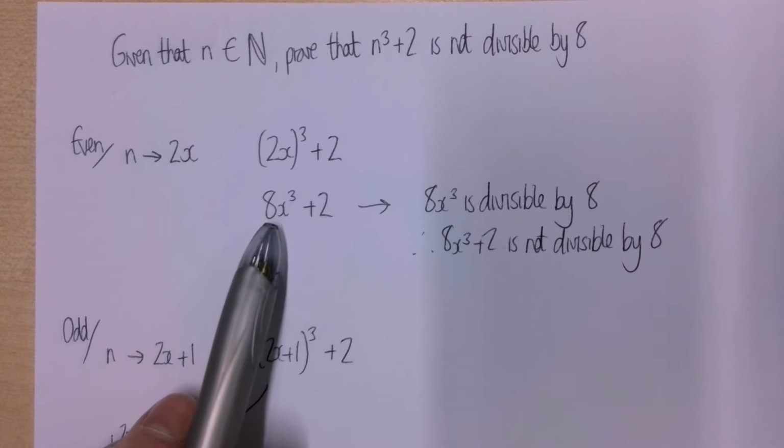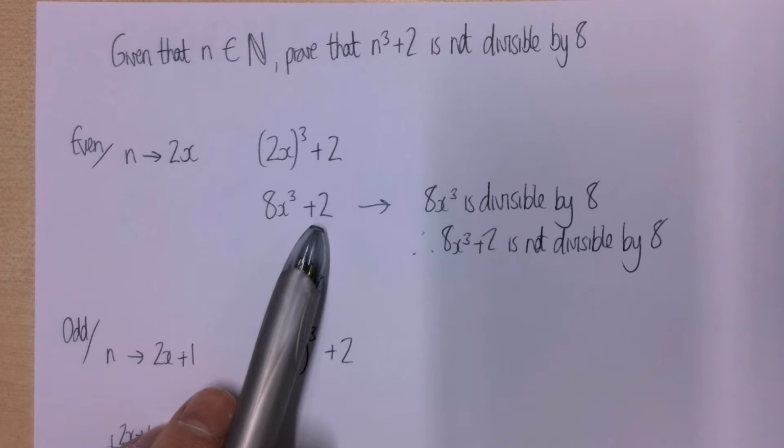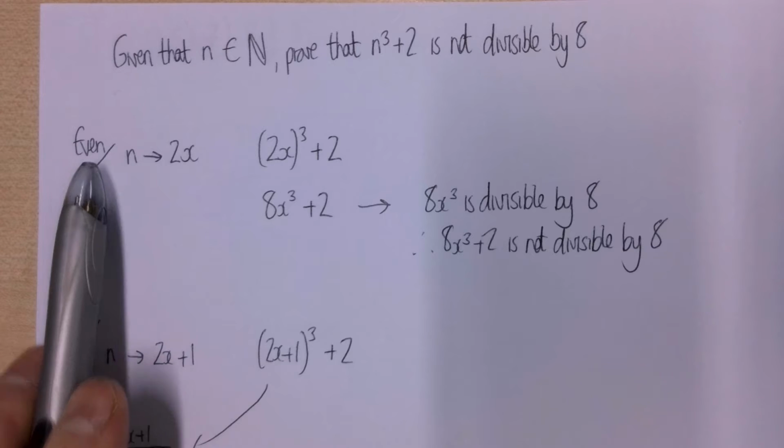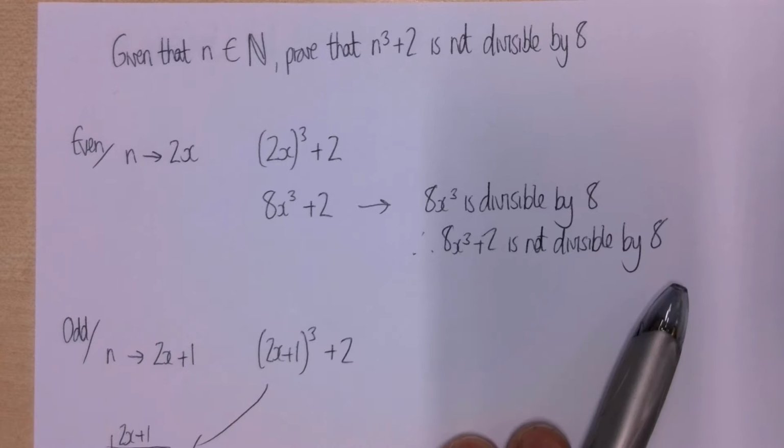Now, this I know is divisible by 8. Anything that's 8 times something is going to be a multiple of 8. If you add 2 to a number that's a multiple of 8, you don't get another multiple of 8. So therefore, when n is even, it's not divisible by 8.